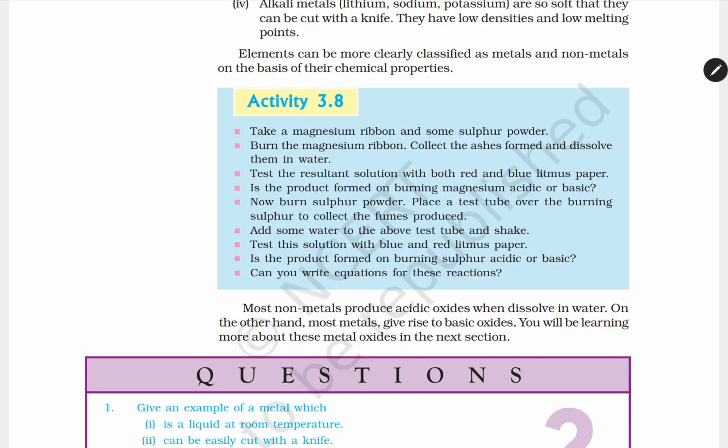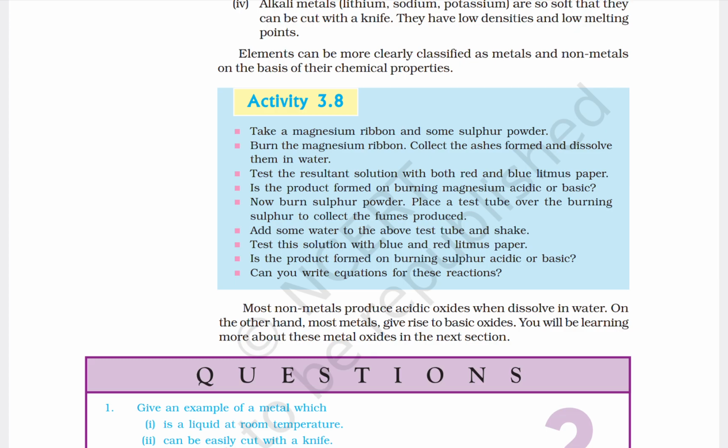Now you will be having a doubt: how can we identify or classify them? Here some abnormalities are there in the behavior. The other option that we have is to go to the chemical properties of these metals and non-metals. Then you can identify them based upon their chemical properties also.